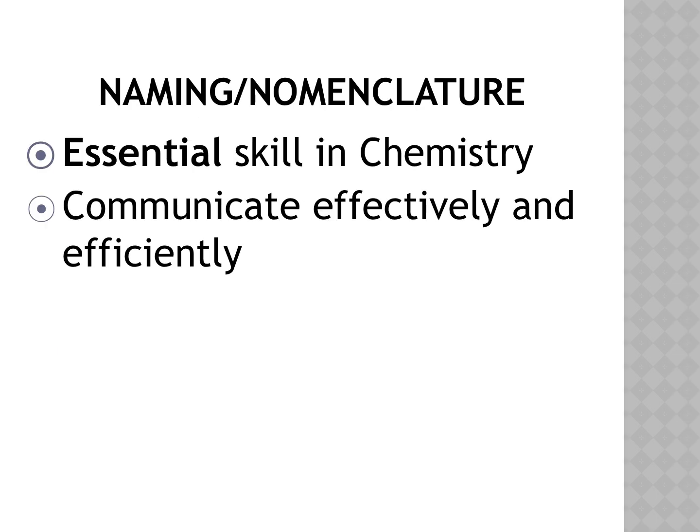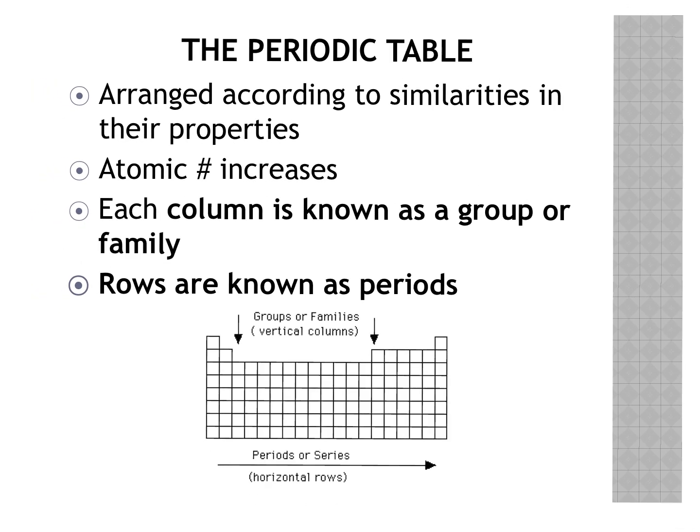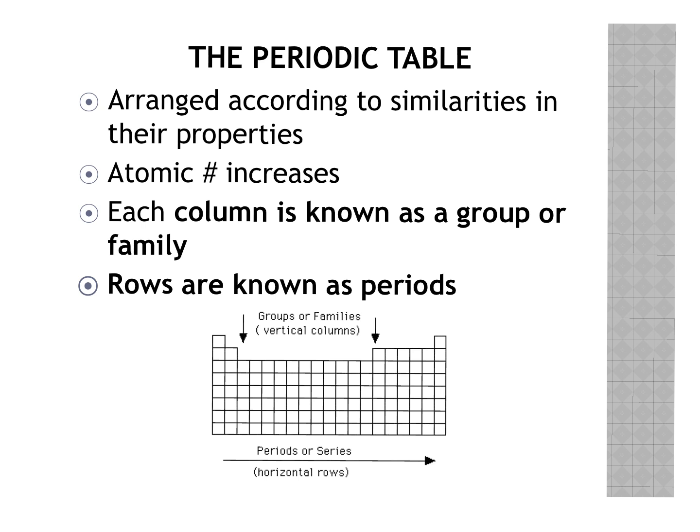Again, this unit is the naming unit. Nomenclature is the fancy word for naming, and it is essential. You have to learn how to name compounds and how to write formulas. It's how we're going to communicate both efficiently and effectively. To start, we just have to know the real basics about the periodic table. The way elements are put on the periodic table wasn't random. They're in a very purposeful spot.